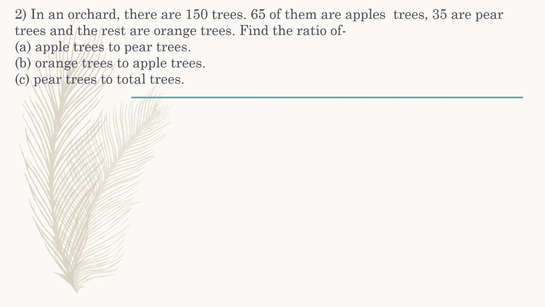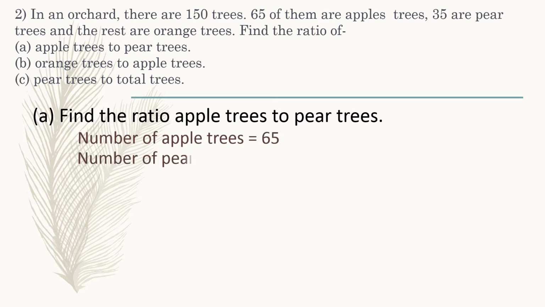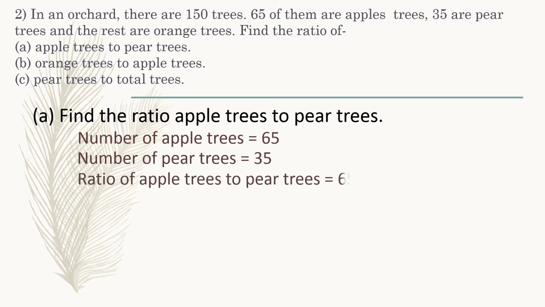Let us solve part A. Find the ratio of apple trees to pear trees. See, number of apple trees is equal to 65 and number of pear trees is equal to 35. So the ratio of apple trees to pear trees is equal to 65 is to 35. To simplify, write it as a fraction, that is 65 upon 35.